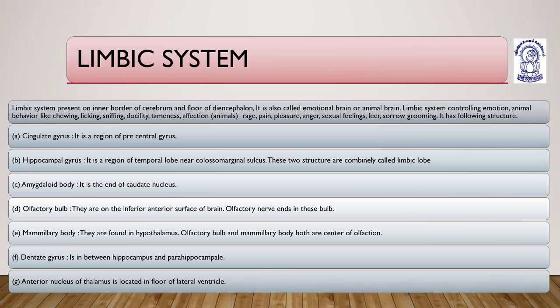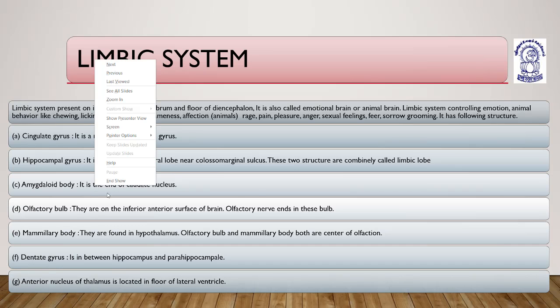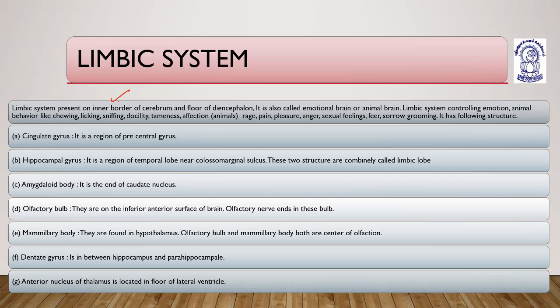Limbic system. It is present on the inner border of cerebrum or the floor of diencephalon. It is also called emotional brain or animal brain. Limbic system controls emotion and animal behavior like chewing, licking, sniffing, docility, tameness, affection, rage, pain, pleasure, anger, sexual feelings, fear, sorrow, grooming. It has the following structures.